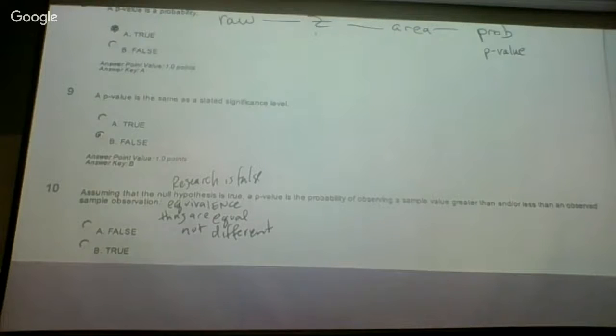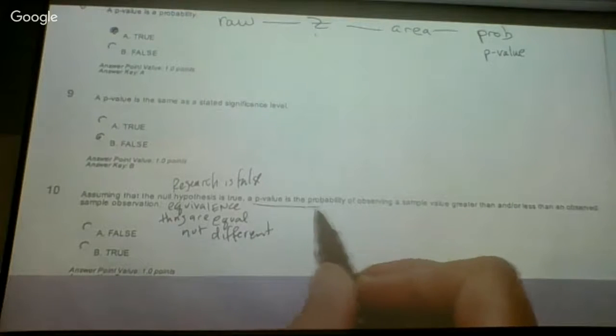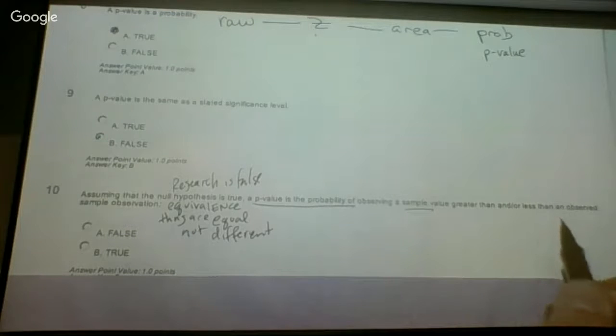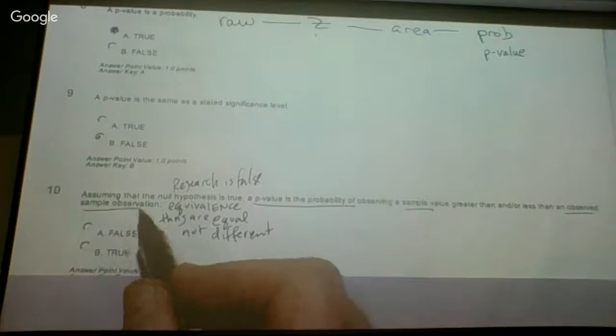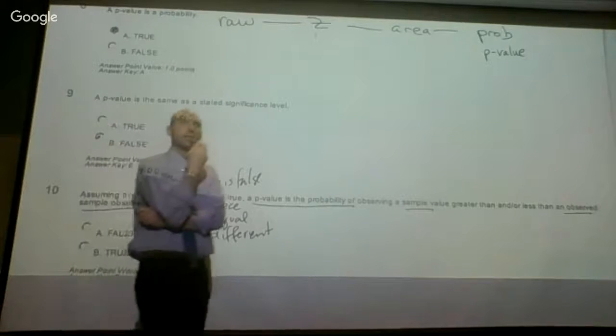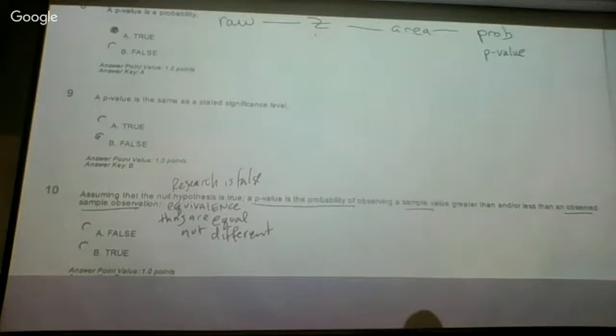There's a lot more stuff in the second half of the problem. Well, a p-value is the probability of observing a sample value greater than and or less than an observed sample observation. This is a type of question that I think of an answer to. What words in there settle with you? What seems to make you uncomfortable? Take a crack at it. If you think it's true or if you think it's false, what makes you think one thing or the other?